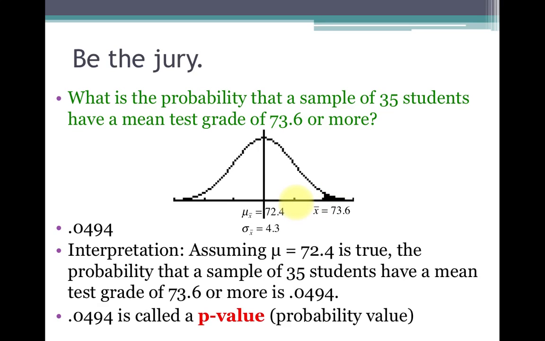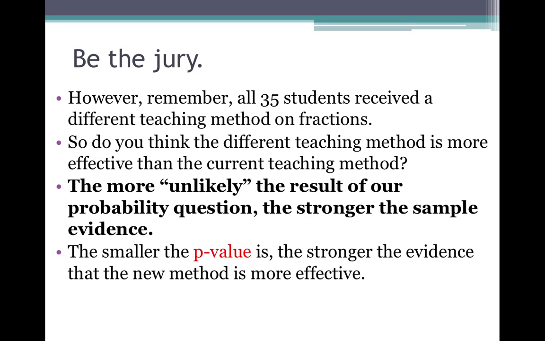The question is now, how far away from center does it have to be to say that this new teaching fractions method is more effective? The smaller the p-value is, the stronger the evidence that the new method is more effective. So let's remember that p-value represents that piece of area, and the smaller that piece of area is, the stronger the sample evidence.